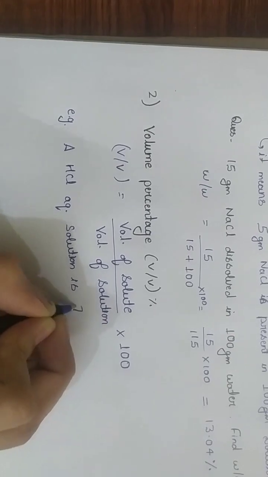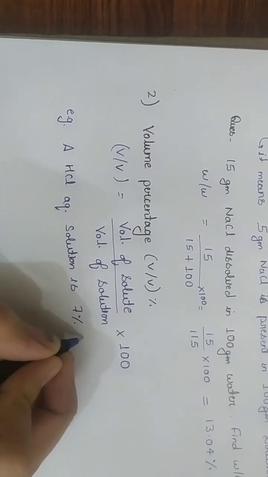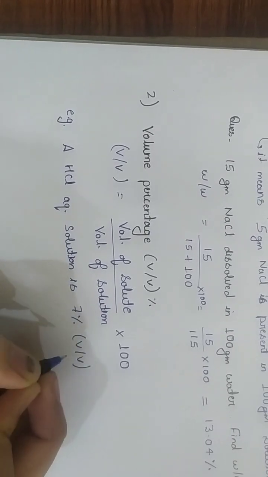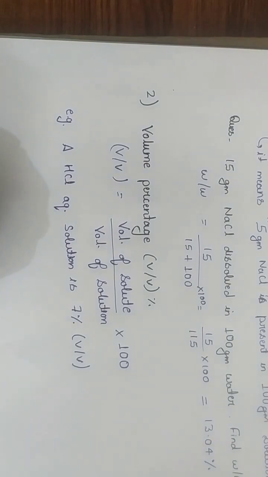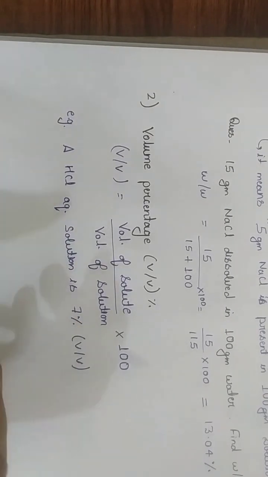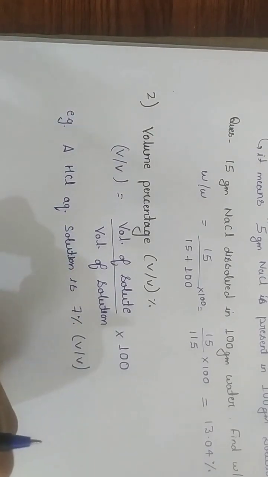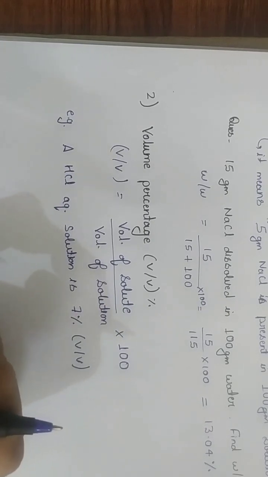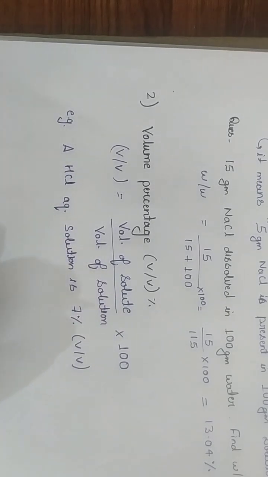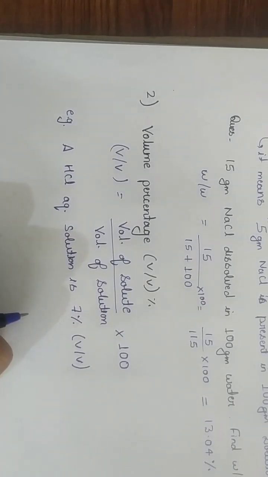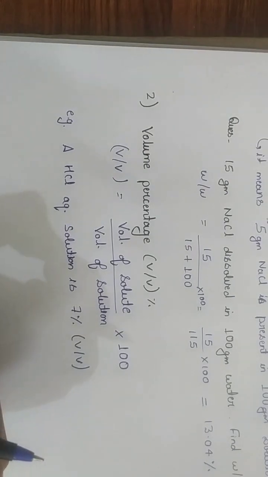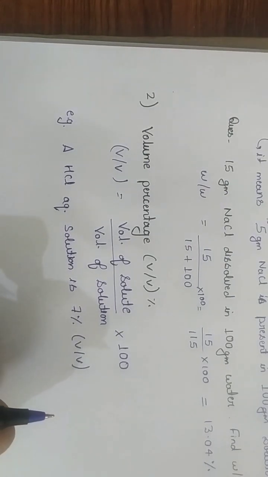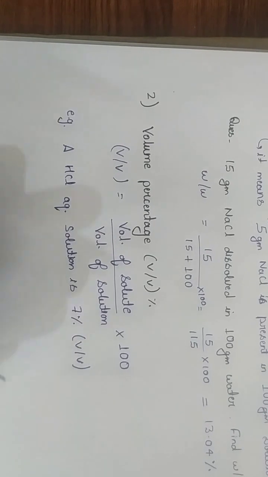Example: if written HCl aqueous solution is 7% V by V, it means 7 ml of HCl is present in 100 ml of solution. This means that our solution of volume 100 ml has 7 ml of HCl present in it. Sorry, I am again repeating my words. It means that if there is a 100 ml solution, then 7 ml HCl is present in it.